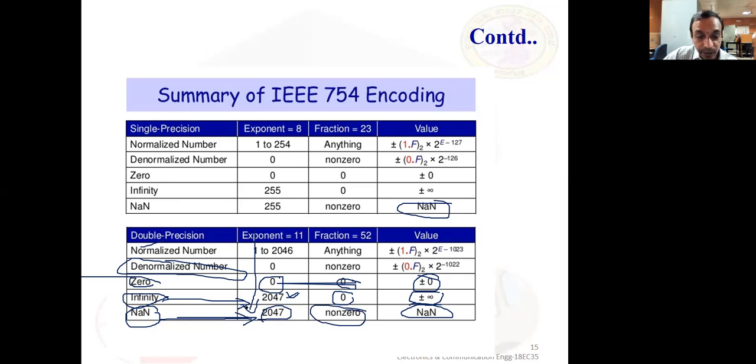You can see infinity is represented with exponent as the maximum value and fractional part as 0. NaN is represented as exponent as maximum value and fraction can be any non-zero value. So it is not defined as a number. It is not a number. It's an error condition kind of a thing.